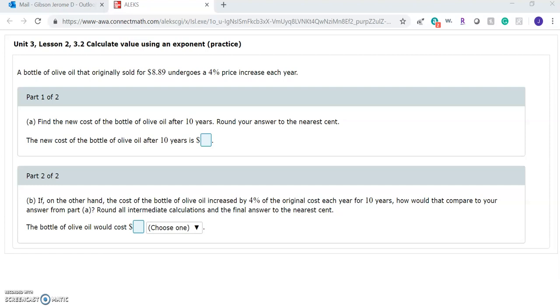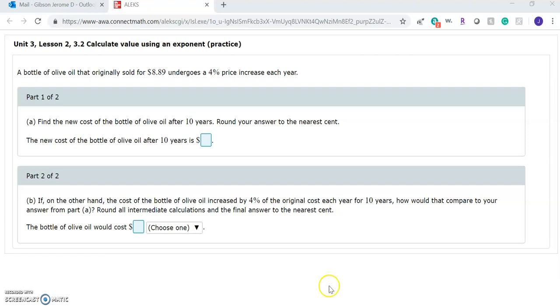As you see, I put the problem up here for you to see as I go through it. It says here, a bottle of olive oil that originally sold for $8.89 undergoes a 4% price increase each year. So part 1, A, find the new cost of the bottle of olive oil after 10 years. Round your answer to the nearest cent.